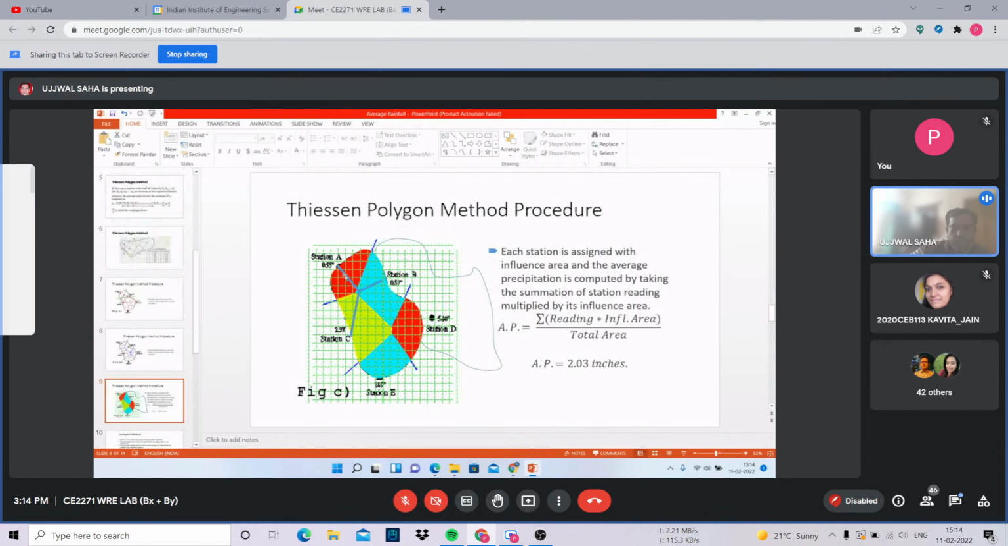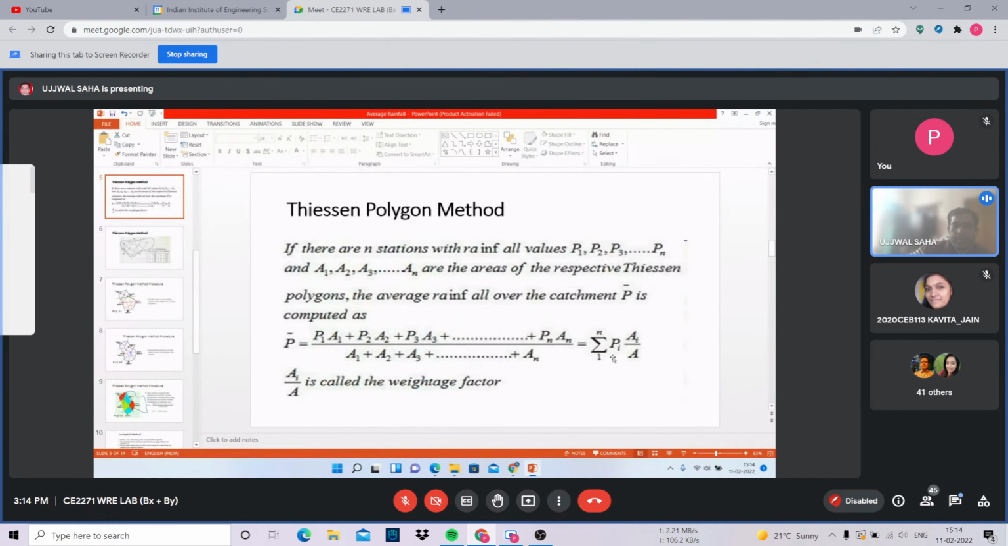Okay, so you can calculate the area, and that will give me A1, A2, A3, A4, A5. Total area you have already calculated by planimeter or graphical procedure. Then your weightage factor of station A will be the area of the red divided by the total area. That is the procedure, and you get the weighted factor, and then you use the formula Pi into weightage factor, and sum it up. You will get your average precipitation by the Thiessen polygon method.